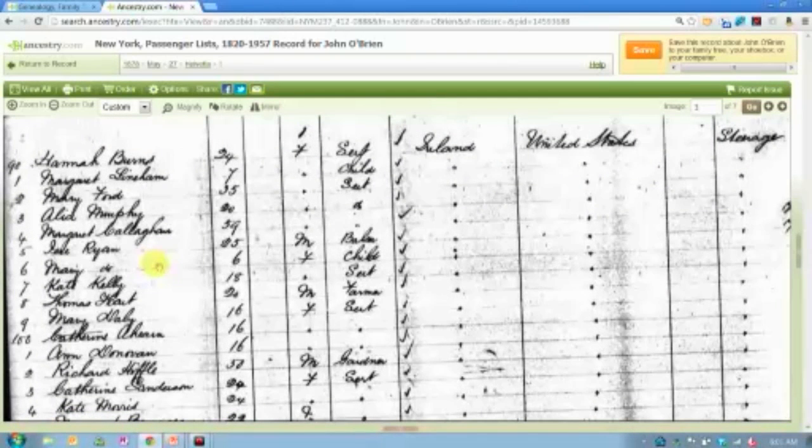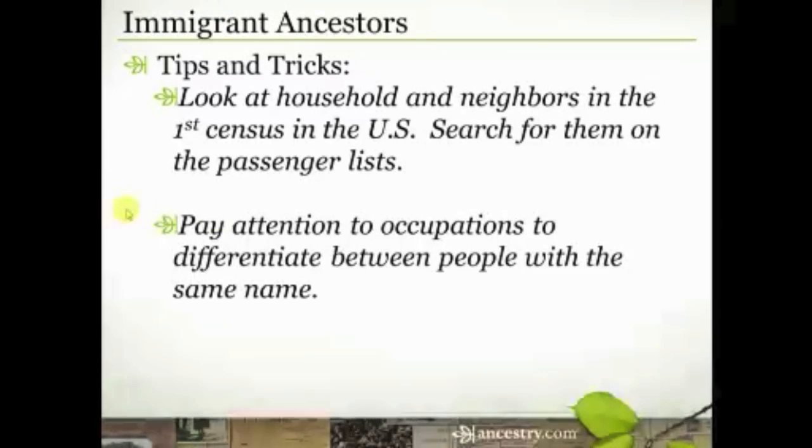So the more information you can collect about them in the United States, who they associated with, what they did for a living, it's going to help you differentiate between your John O'Brien and the hundreds of other John O'Briens that may have immigrated in a 20-year span, between your Mary Ford and the dozens of other Mary Fords that may have come between 1875 and 1880. So use that occupation field.